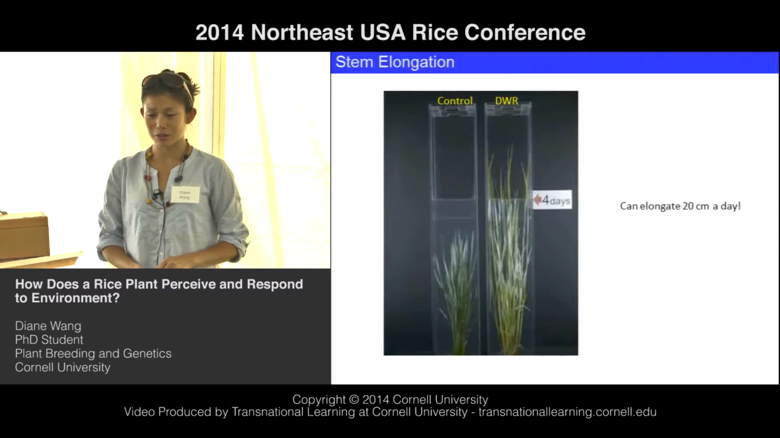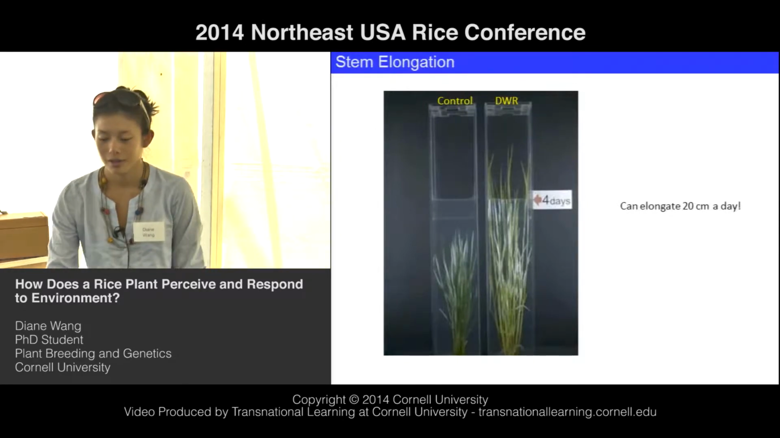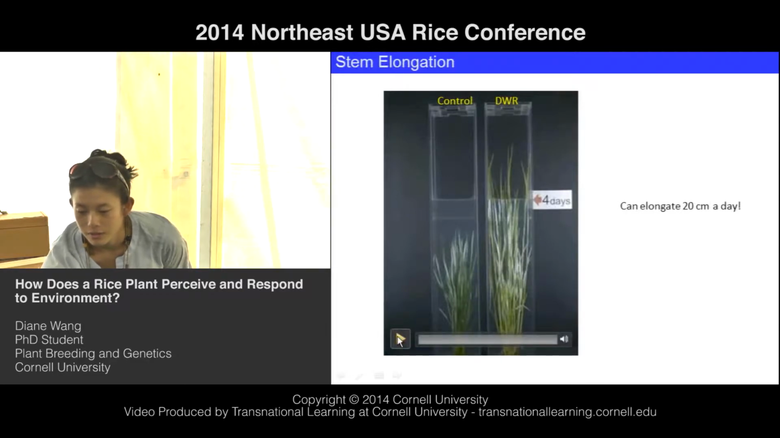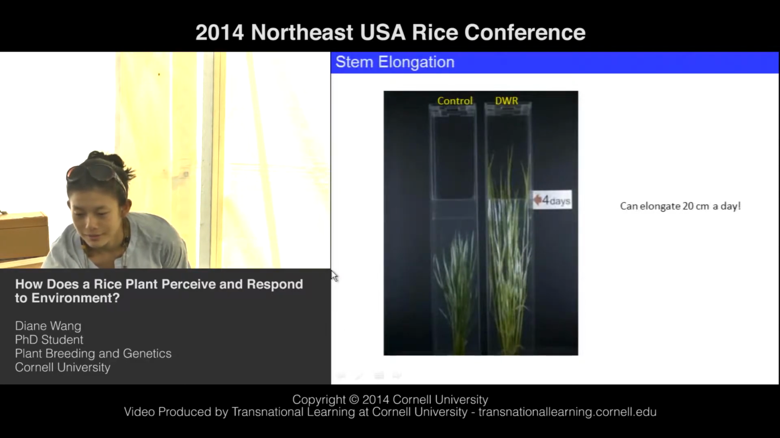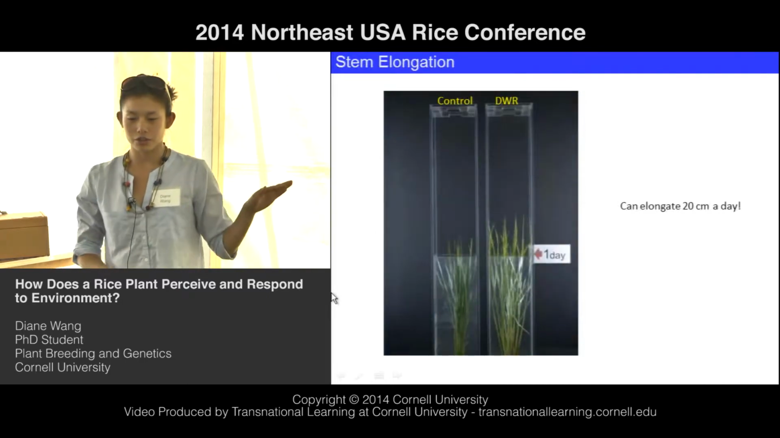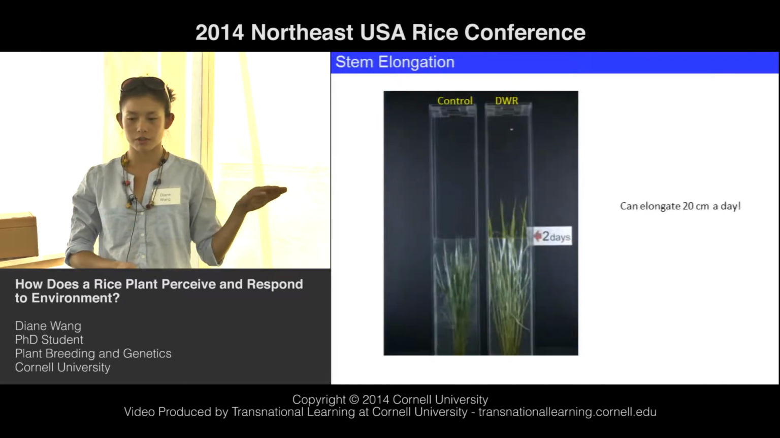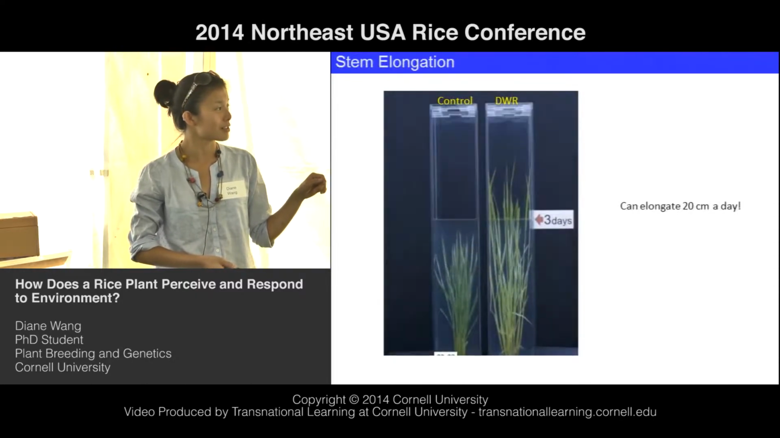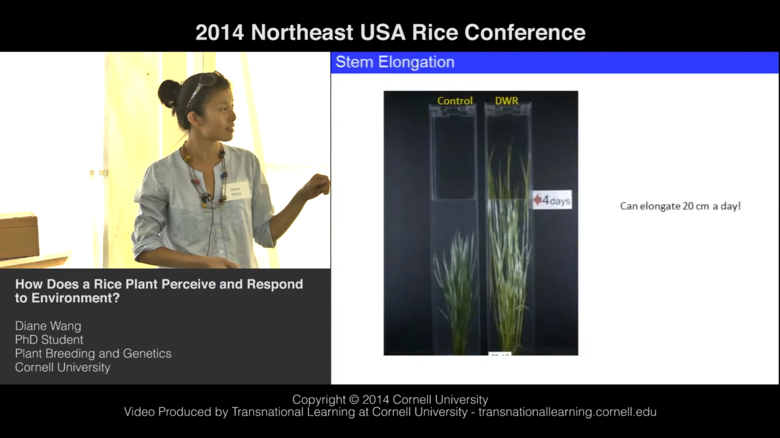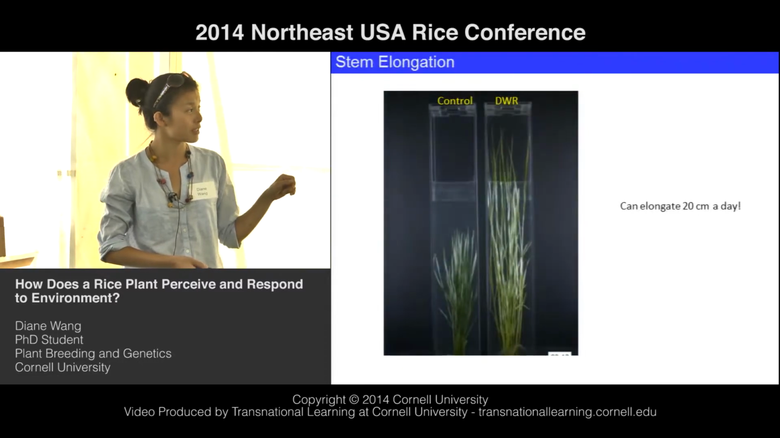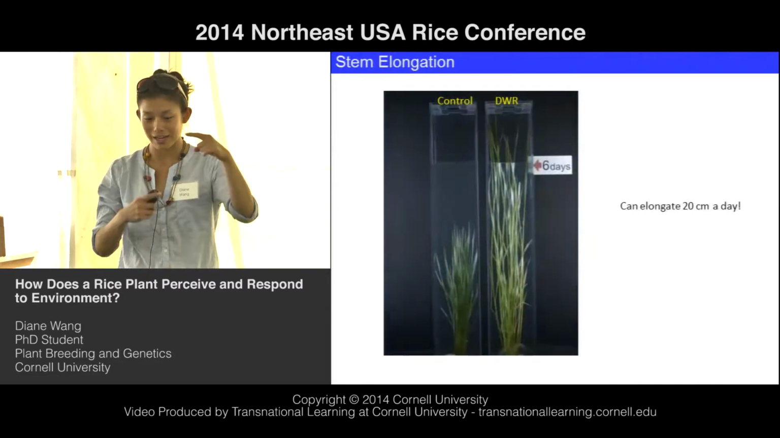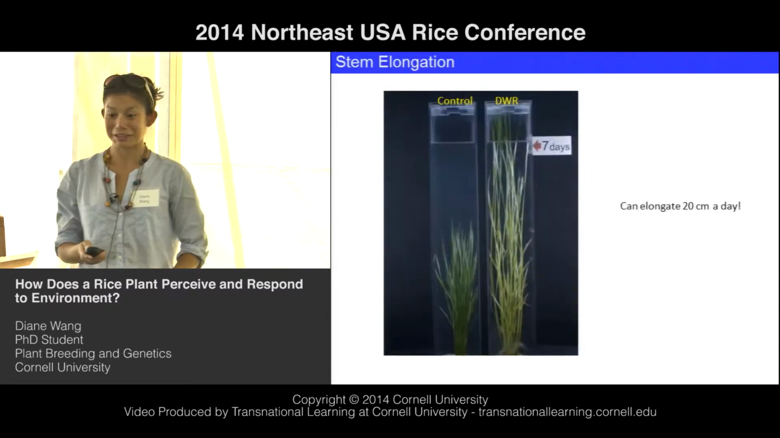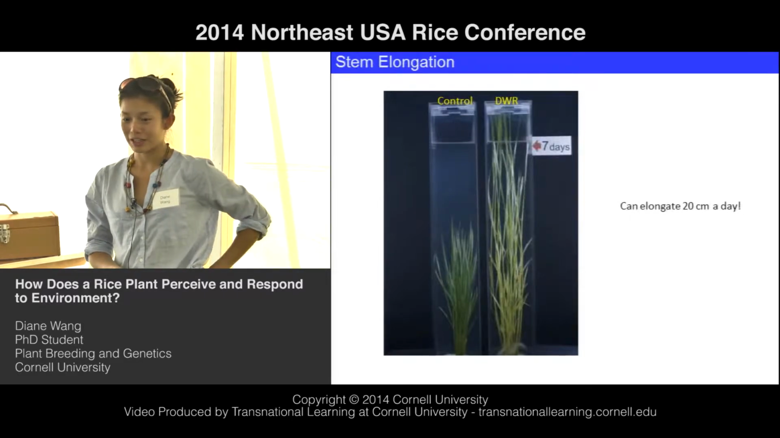All right, I hope this works, but it's a video to show you just how fast it can happen. It's working. So on the left is your control, the unadapted variety, and on your right is the deep water rice. It's a time-lapse video. These plants can elongate up to 20 centimeters a day. That's about this much, which is just insane. I think it's really cool.